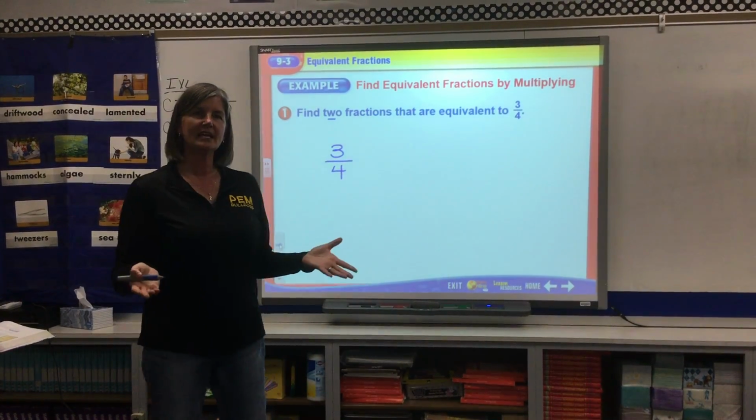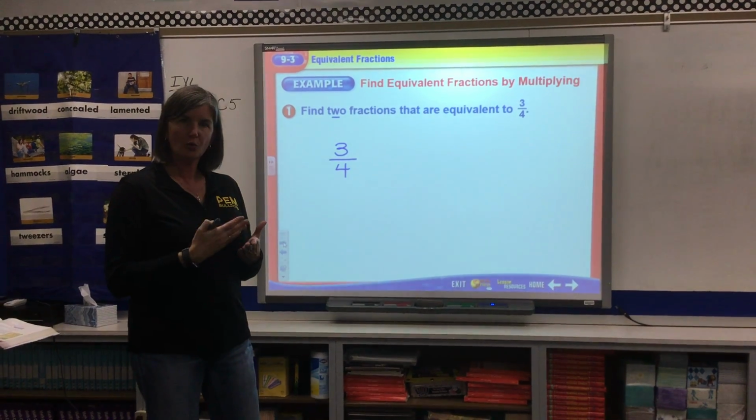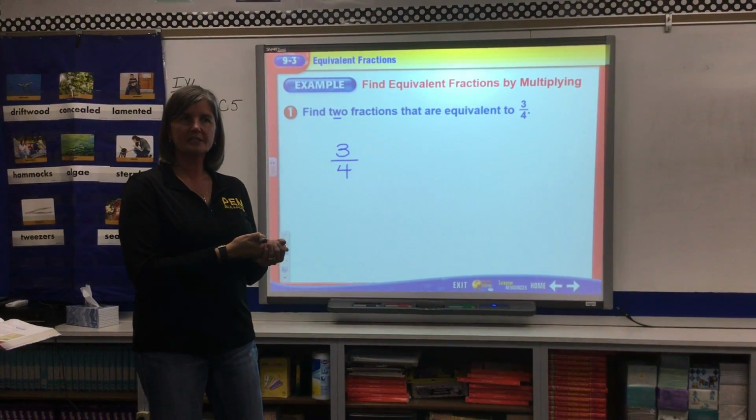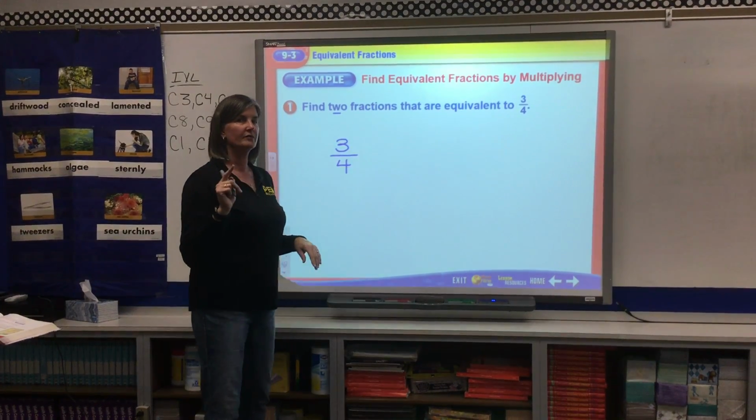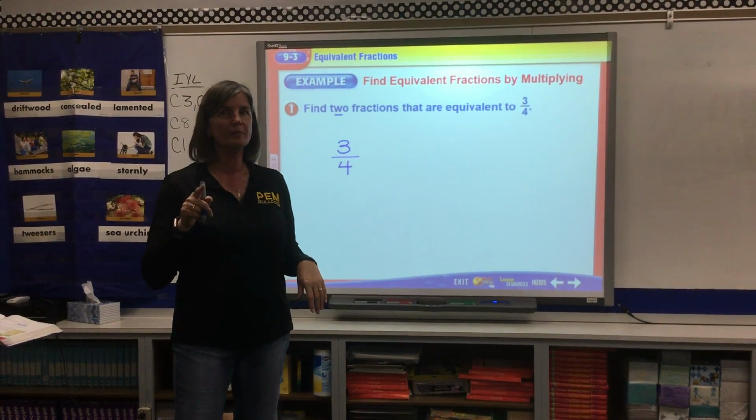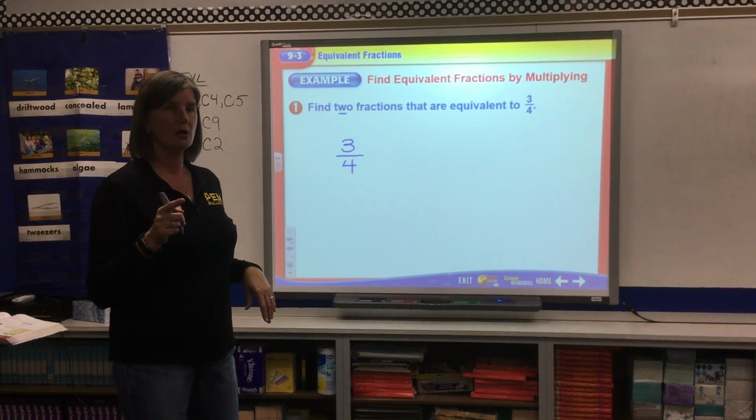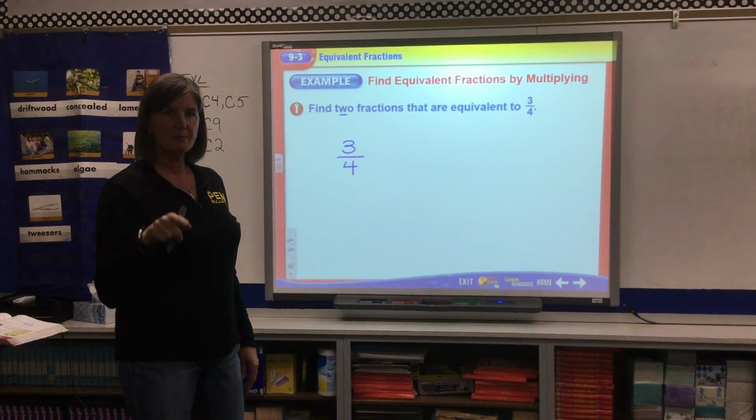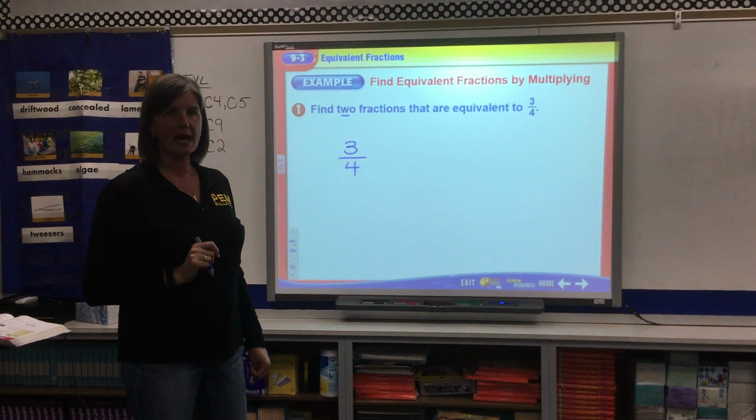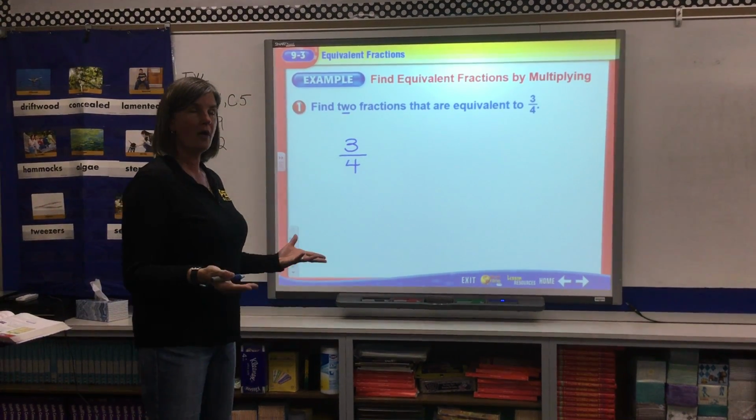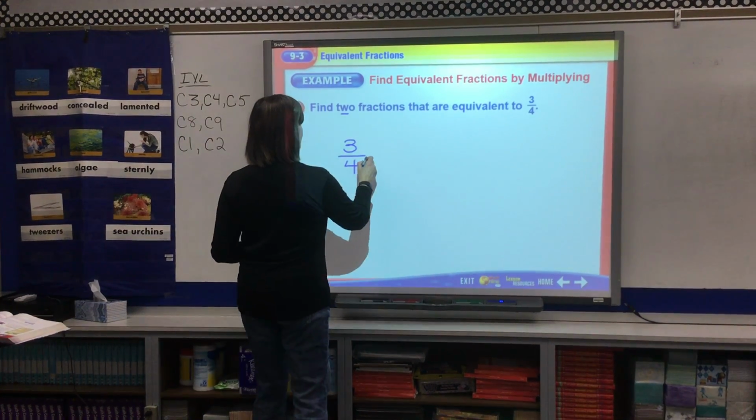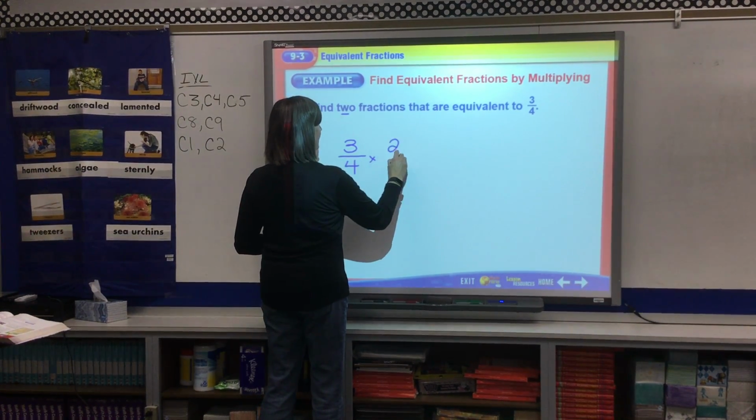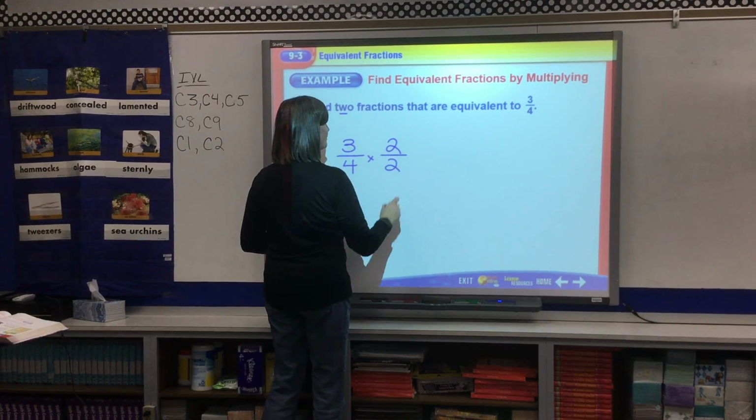What I often say to the kids is start with small numbers, like start with the number 2. Now here's the rule for finding equivalent fractions. It's a very easy rule, but it's very important to remember. Whatever you do to the bottom number, you have to do to the top number. For example, I'm going to choose to multiply by 2. So I'm going to put my multiplication, and then I'm going to put a 2 there, and I'm going to put a 2 there.